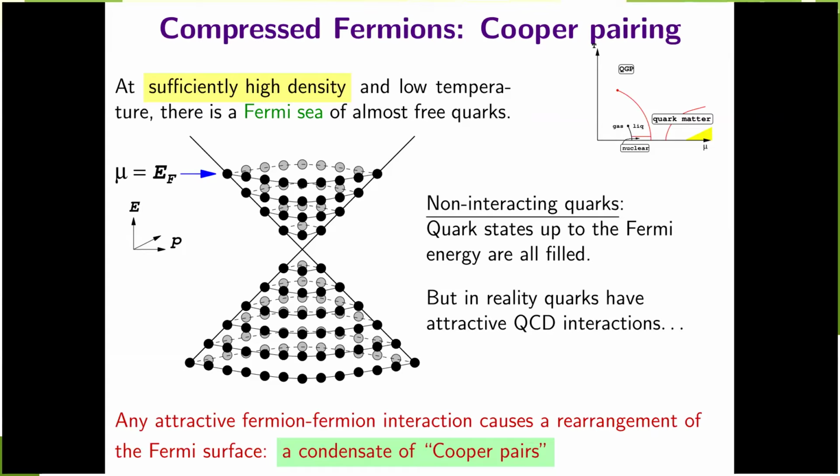So let's think of them as weakly or almost free quarks. If you have a system of fermions that are free, let's start with free, and then we'll add in the interaction later. So let's start with free quarks. What happens with a system of free quarks?